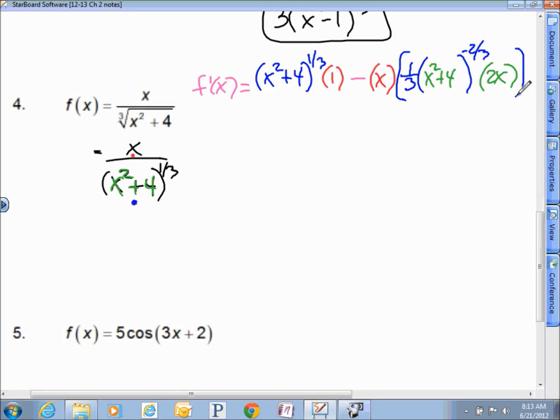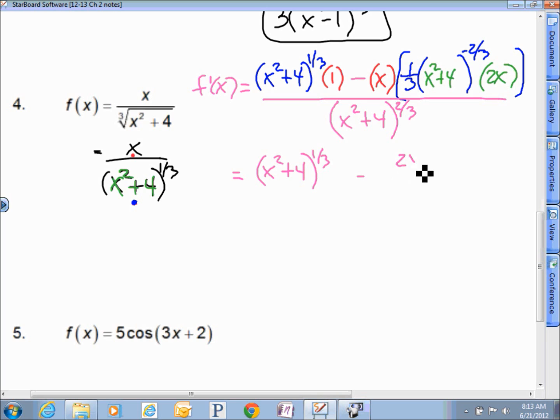And now finishing off your quotient rule, we've got x squared plus 4 to the 1/3 being squared, so that's going to raise this to the 2/3 on the bottom. All right, well, this is terrible. This is awful. How am I going to simplify this? Well, let's rewrite it so it looks like it's supposed to. What we really have is x squared plus 4 to the 1/3 minus 2x squared over 3 quantity x squared plus 4 to the 2/3, all over x squared plus 4 to the 2/3.